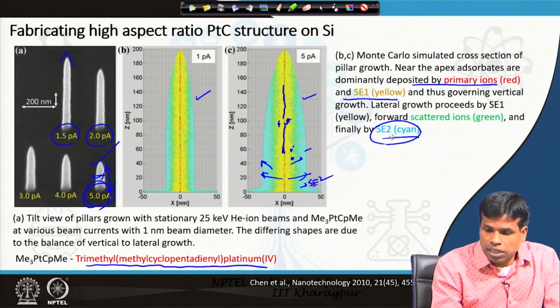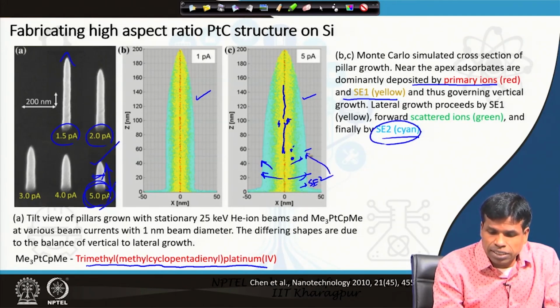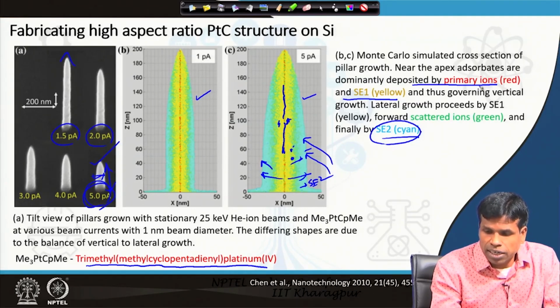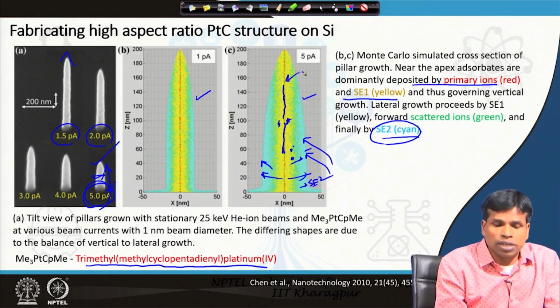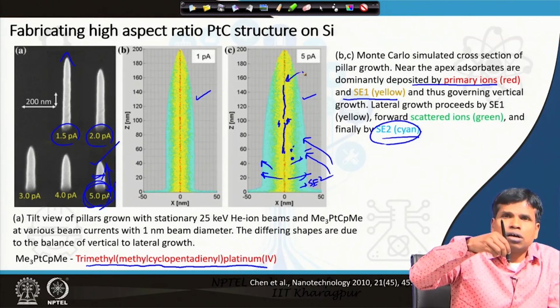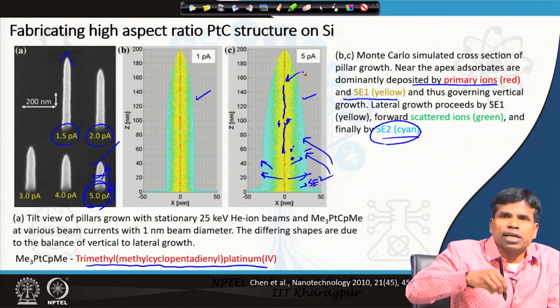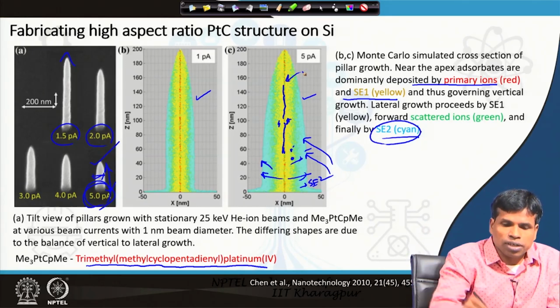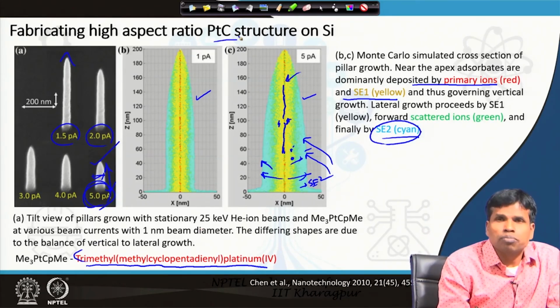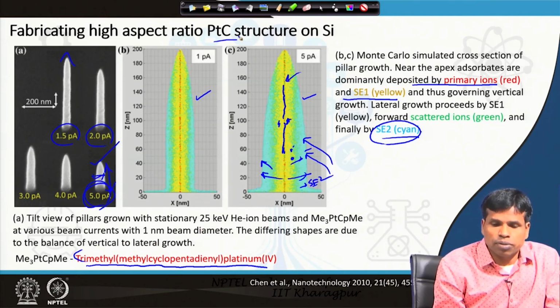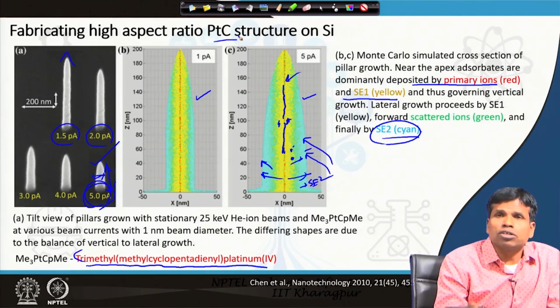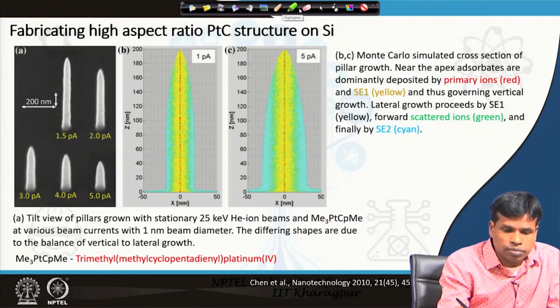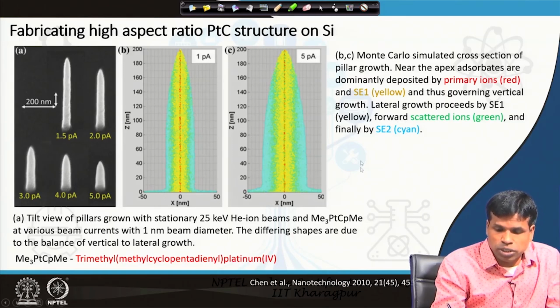So, SE2 is playing the role for lateral growth. On the other hand, primary ions drive the middle portion growth, and you allow the ion beam to stay at one place and keep on growing the structure vertically. From this precursor we could grow platinum carbon, PtC, on a silicon surface. Similarly, many other types of structures can be produced using the helium ion microscope.